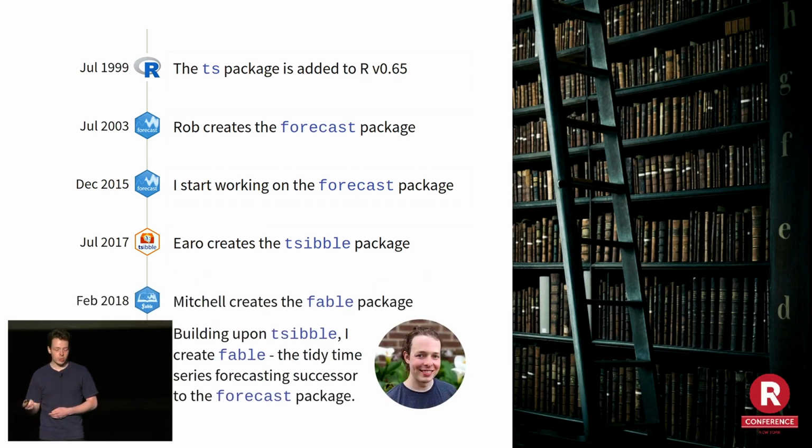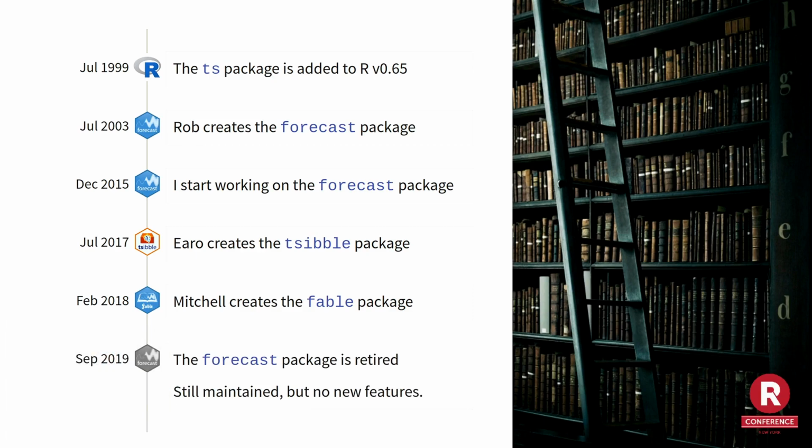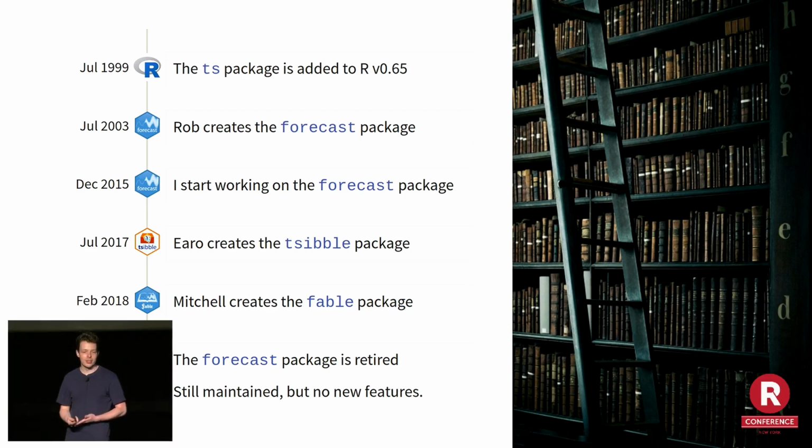So I started working on the Fable package in 2018, which is the natural successor to the forecast package, much in the same way that forecast built on TS. The Fable package has built on tsibble so that we can produce forecasts that are compatible with the interface of the tidyverse. And shortly after, the forecast package has been retired. It's no longer with us. We are still maintaining it. However, we're not adding any new features. So if you are using the forecast package, I hope this talk is a bit of a convincing story for why you might consider moving to Fable.